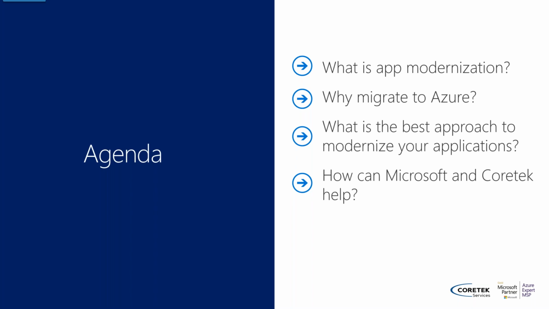So what we're going to cover today in general is what is app modernization? What is meant by modernizing an application these days? And why migrate those to Azure specifically? And then we'll get into what are the best approaches to modernizing your applications, because there are a few different paths that you can take. So I'll try to explain those. And then at the end, we'll talk about how both Microsoft and Coretek could potentially help you with that journey as well. And I will be answering questions at the end. So like Kevin said, put those into the chat and we'll try to address those for you there.